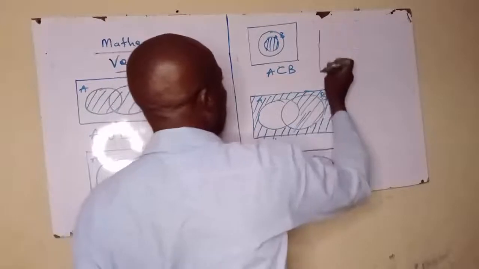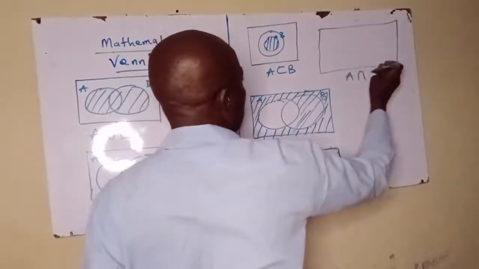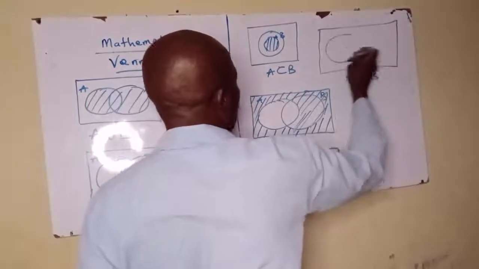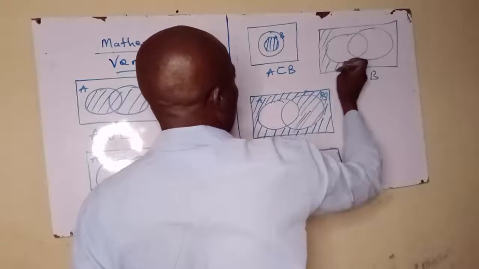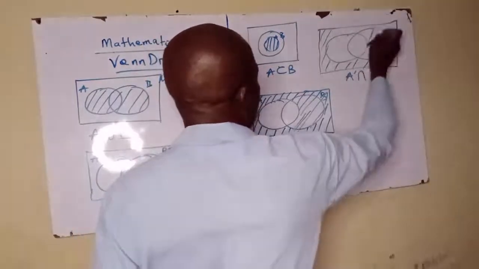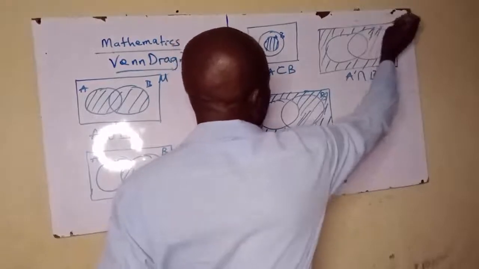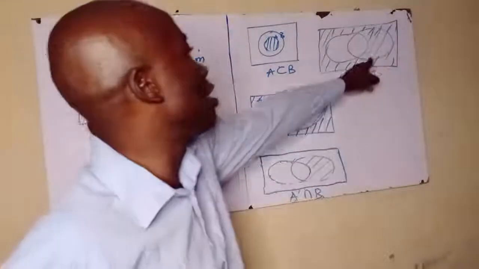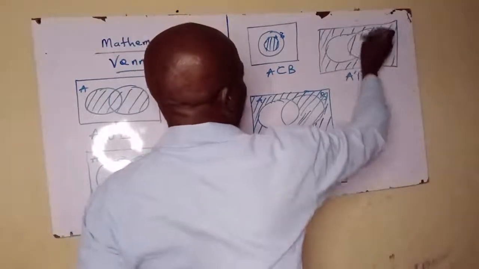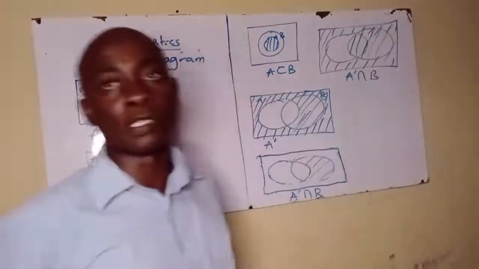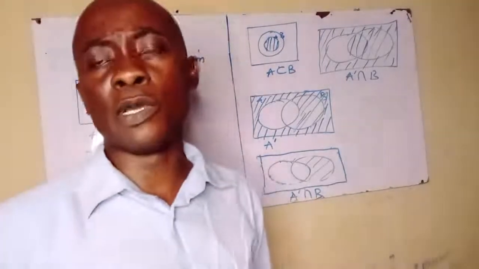I can say A complement union B. That is, I also draw my A complement. Everything shaded apart from A. So this one is the A complement now. Now, I will union it with B. So all the places that B is covering, I'll shade it with it. So this one is A complement union B. I think that one is clear enough.